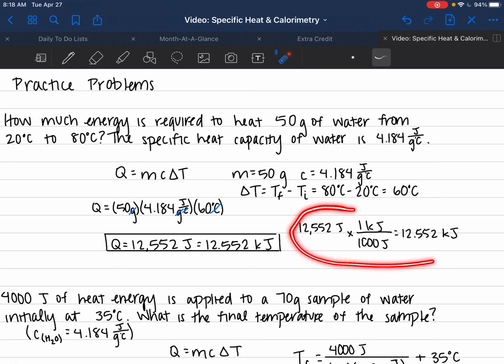Or if it helps you to set up your little conversion right here, you can do that as well, whatever is easiest for you. So take a second, make sure you know how to apply this, and we're going to do some more examples.